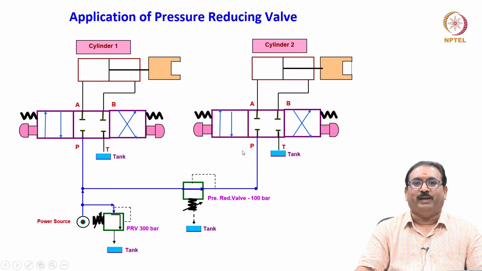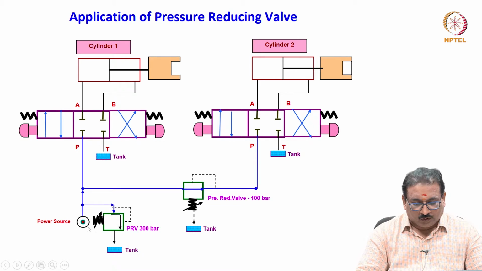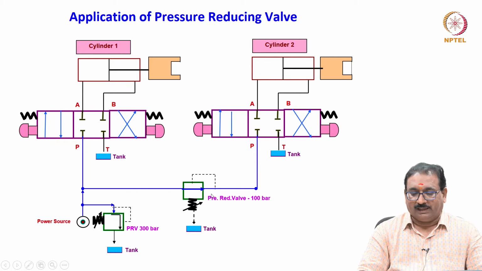Now you will see one application in which I am using this pressure reducing valve here, correct, and the relief valve here. The pressure setting you will see here, pressure relief valve 300 bar, always the maximum pressure in the whole circuit, which controls the pump. And here you will see I am controlling the pressure in cylinder 2. That is why I am using the pressure reducing valve here. Here I am setting the pressure at 100 bar.